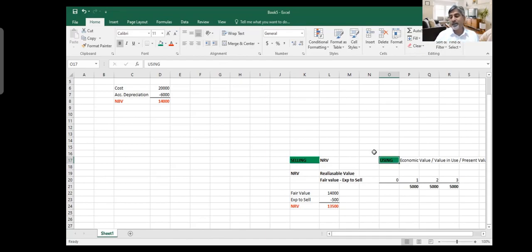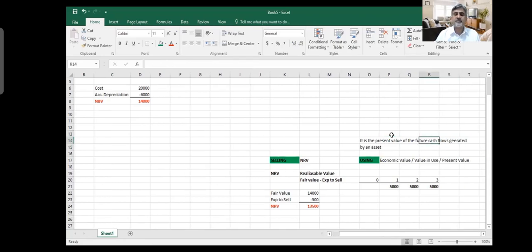By the way, this 5,000 is not profit, this is cash. And I'm sure that you understand the difference between profit and cash. Profit and cash are two different things. I'm talking about cash generated, which means inflows minus outflows. So the economic value concept says economic value is the present value of the future cash flows generated by an asset. This is the concept of present economic value. So this 5,000 is actually 4,700 present value. So I'm calculating my PVs here.